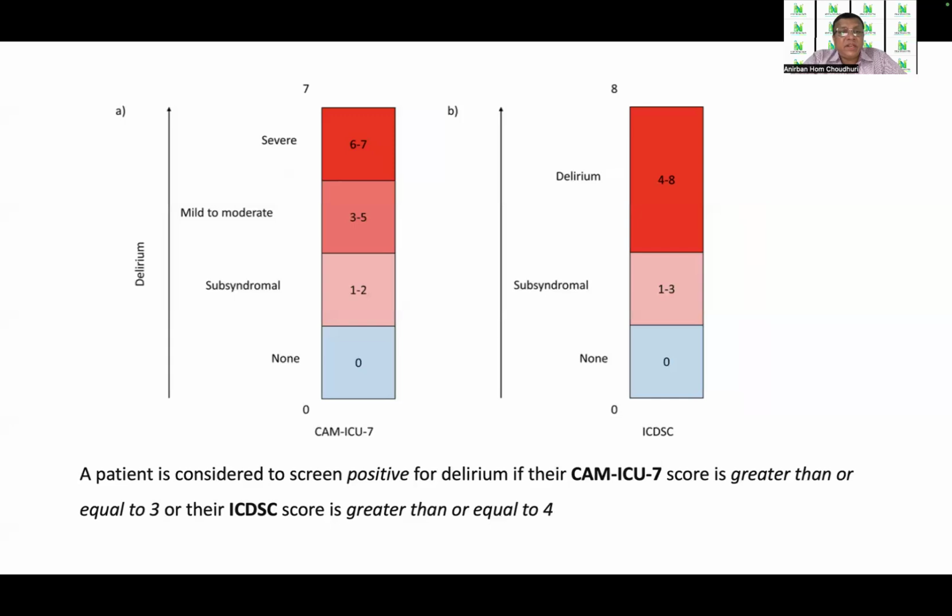But within delirium, the CAM ICU 7 is able to identify severe delirium from mild to moderate delirium based on the scoring of 3 to 5 versus 6 to 7 for mild to moderate versus severe, which goes undetected in the ICDSC because here we get the same scoring level of 4 to 8 for the entire range of delirium. So these are the two differentiating points in which one can separate these two scores, or one can identify the advantage of one over another.